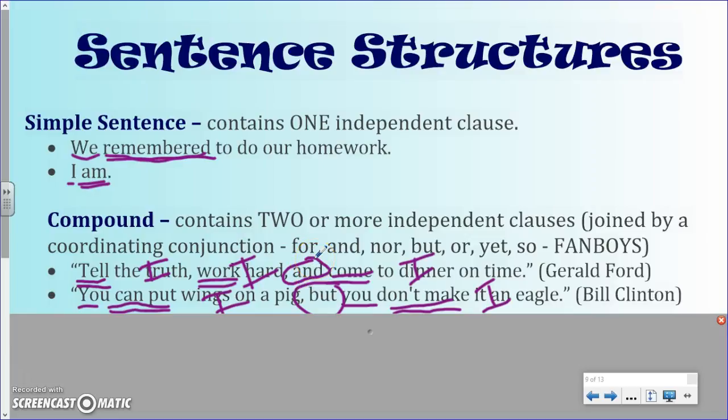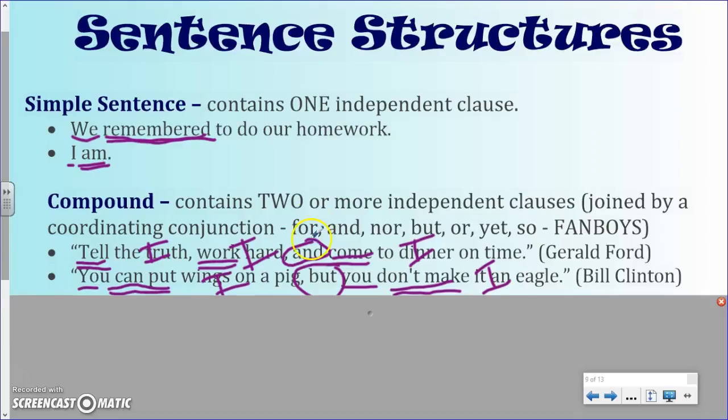Sometimes, and very rarely, the FANBOYS can be replaced by a semicolon, because it plays the same role. So you could very easily put this all together with a semicolon instead, and it would still be considered a compound sentence.